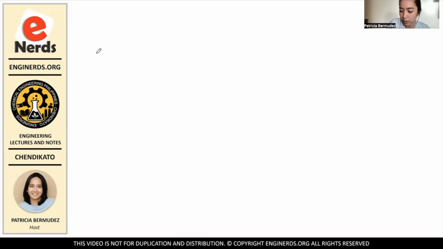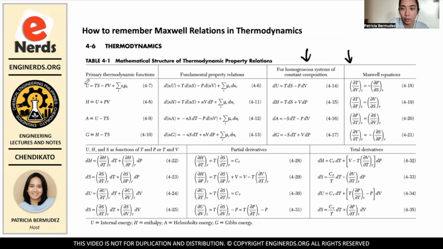Okay? So the properties that I'm talking about are volume, temperature, pressure, and then entropy. Okay? And then if you notice here in this equation, the left-hand side of the equation are all energies. Okay? Here, internal energy as stated here. And then we have enthalpy as stated here. Then we have Helmholtz free energy. Okay, this one. And Gibbs free energy here.